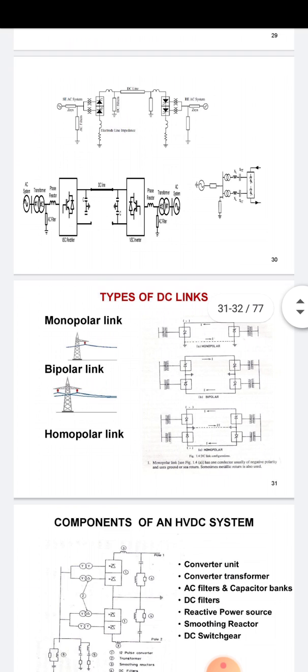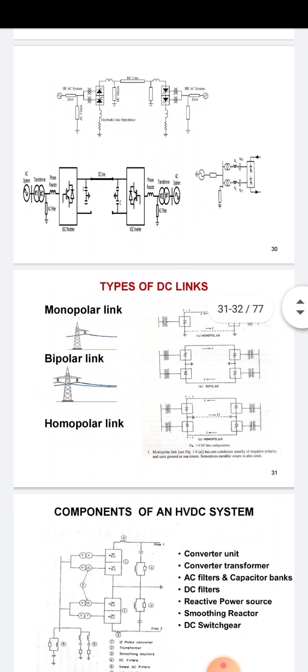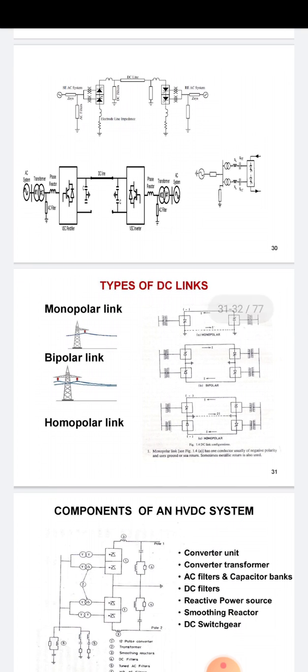Then come, let's go with the types of DC links. We have monopolar link, bipolar link, homopolar link. Monopolar link in the sense has only one conductor, usually of negative polarity, and uses ground or sea return. Sometimes metallic return is also used in the monopolar link.